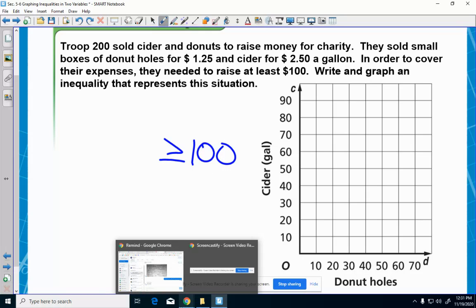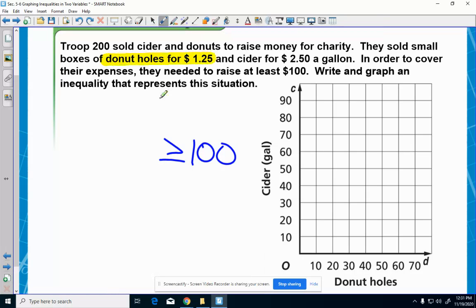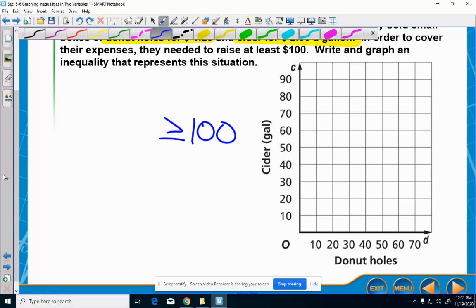Now, on the other side is where we're going to have to use some of this information right here. Donut holes, $1.25, cider, $2.50 a gallon. By looking at my graph, I should know which one is my X variable and which one is my Y variable. It's already told to me. What you got? So the X is the donuts, X is your donut holes, and Y is your cider. Good. So tell me what I need to write on the left-hand side that needs to be greater than or equal to 100. What do you think?